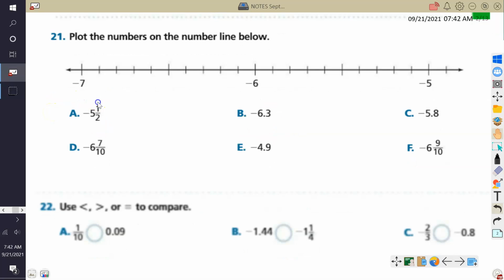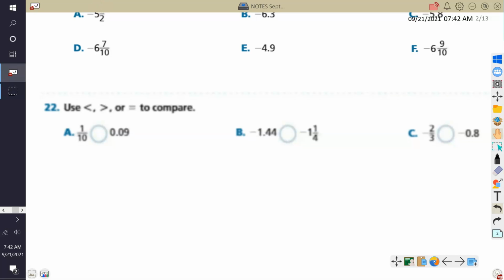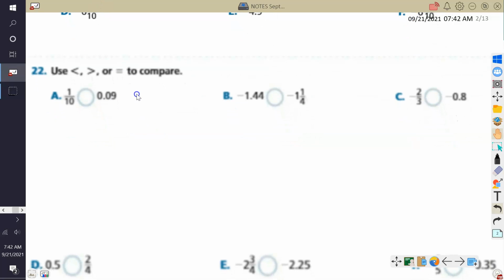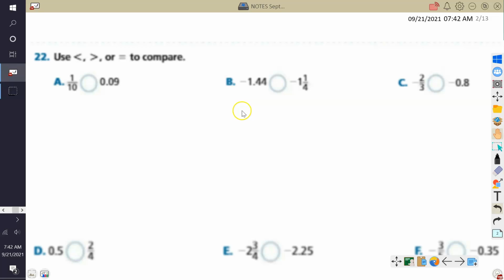And then for these down here, these are hard ones right here. So we'll do some of these right here. So A through F, comparing them. When we have a decimal number and a fraction number, and we're comparing them, it's easiest to change the fractions into decimal numbers. And so 1/10, that's pretty easy. It's 0.1 right here.